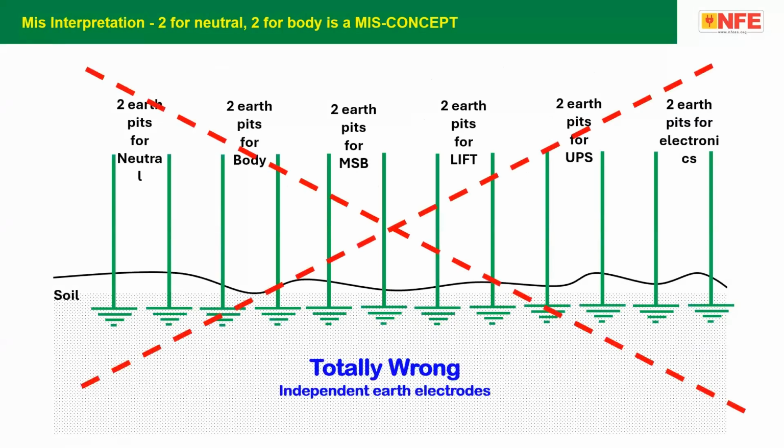This was never written, and it is not scientific. It is never included or explained in any standard. However, we started a very wrong practice during probably the last 30, 40 years. Every transformer, every DG: neutral, two separate earth pits; body, two separate earth pits; distribution board, two separate earth pits; lift, separate earth pits. This mistake was predominantly because of the mistakes in the definition, because it was defined that earth means the general mass of earth, and you have to make a connection to the earth for the immediate dissipation of energy.